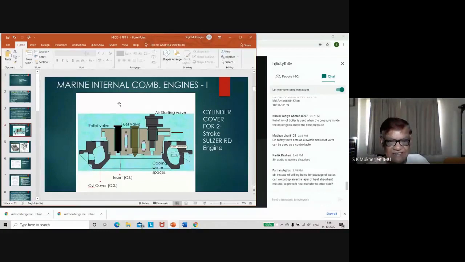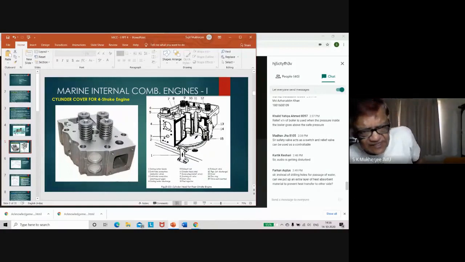Okay. Next, what we are going to look at is cylinder covers of a four-stroke engine. All right. Let's have a look at the cylinder cover of a four-stroke engine. Now, this here is a cylinder cover of a four-stroke engine.